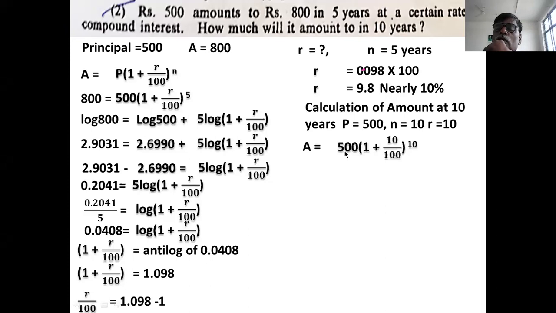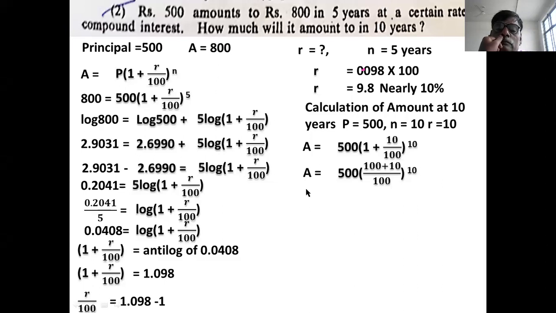So A is equal to P, which is 500, into (1 plus R, which is 10, divided by 100) raised to N, which is 10 years. So A is equal to 500 into (100 plus 10) over 100. Someone asked me how this 100 comes. You take the LCM. 1 is nothing but 1 divided by 1. If you multiply by 100 divided by 100, its answer is 1. Therefore, if you want to add with this, you take 100 as the LCM.